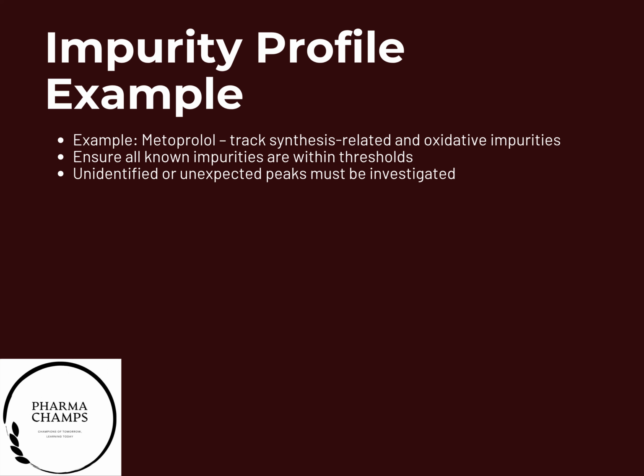One impurity profile example, for instance, in a new API like metoprolol, impurities such as unreacted starting material, O-demethylated derivative, and oxidized byproduct must all be tracked, reported, and controlled within set thresholds.